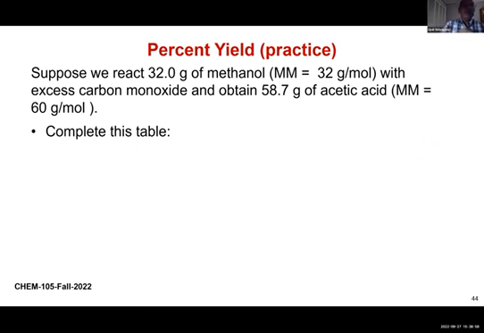Suppose we react 32 grams of methanol with excess carbon monoxide. Obtain, that's the actual yield. Calculate the yield. Obtain means practically we got it. You have to write the reaction.